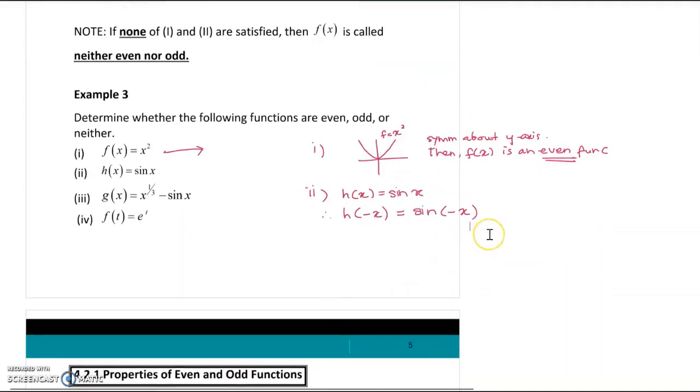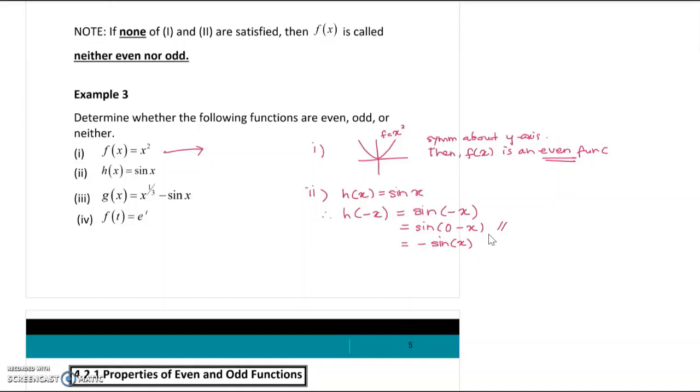So sine of negative x can actually be written as coming from 0 minus x, right? And then by the trigonometric identity, if we expand this, we will eventually see that it goes back to the negative of sine x.